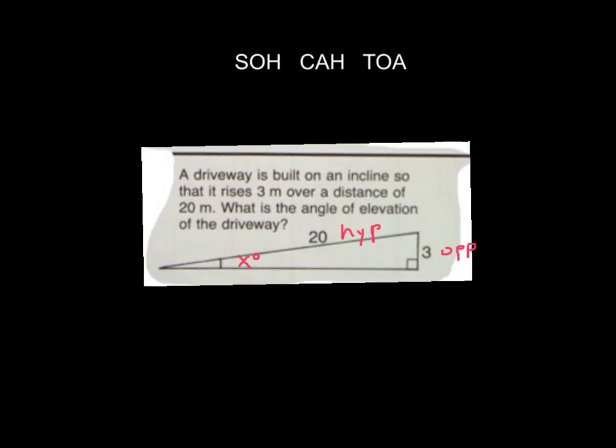So which trig function am I going to use? Right, sine. So we do sine of x equals 3 over 20. Now this is slightly different because, well, how do we solve that? We can't just divide both sides. This is where you have to be careful. We cannot divide both sides by sine, because that's like saying, I'm going to divide both sides by a function. That doesn't make any sense.